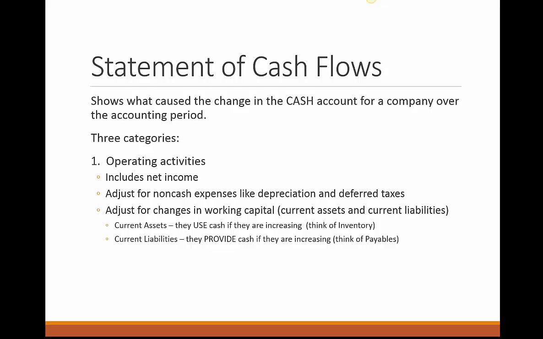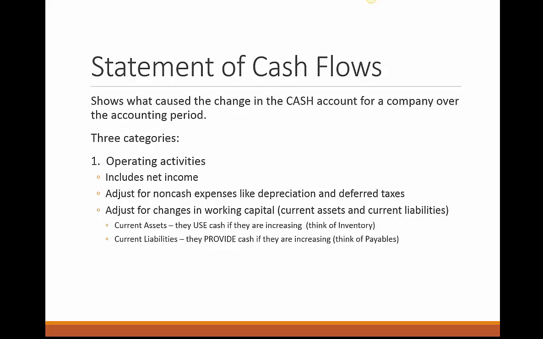Another current asset is accounts receivable. Just like inventory, if it is increasing, it will be using some of the firm's cash. And on the other hand, if accounts receivable is decreasing, then it's providing cash to the firm. Then there are the current liabilities. They're the opposite of the current assets. So if they are increasing, they are a source of cash.